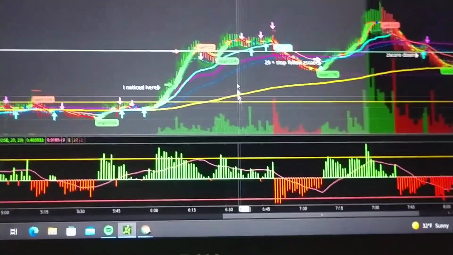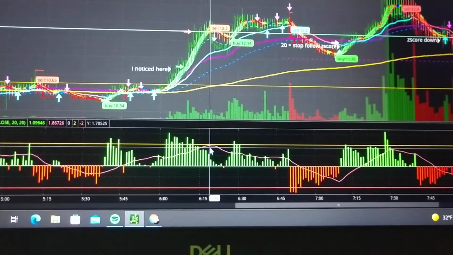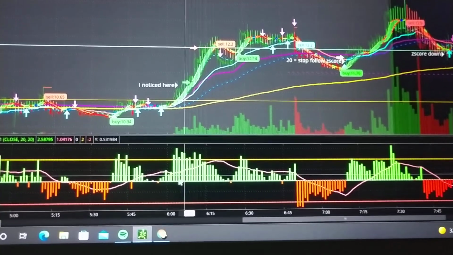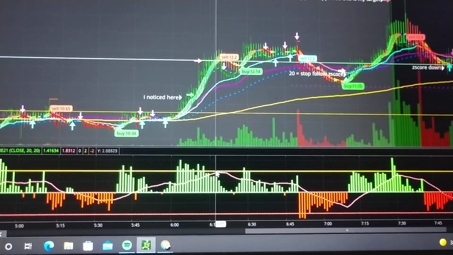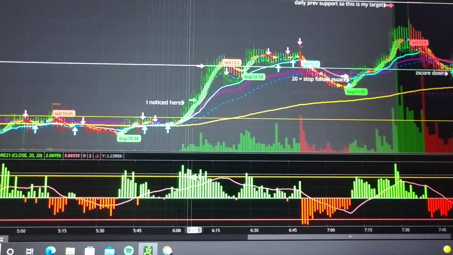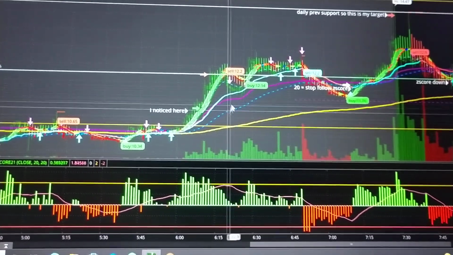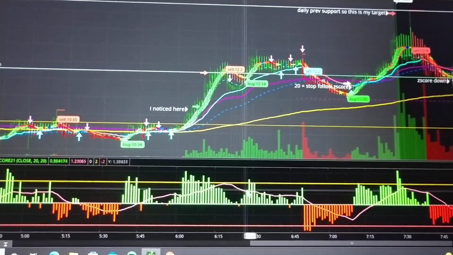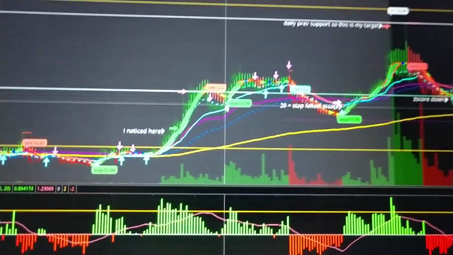I also used the Z-score at this point. Right here when it first tagged my target, my Z-score, this red line or pink line, it was right here at this yellow level, which is a deviation from the VWAP. That's what it indicates. And whenever I'm really close to that, I know that it has to sell down, come down to support.